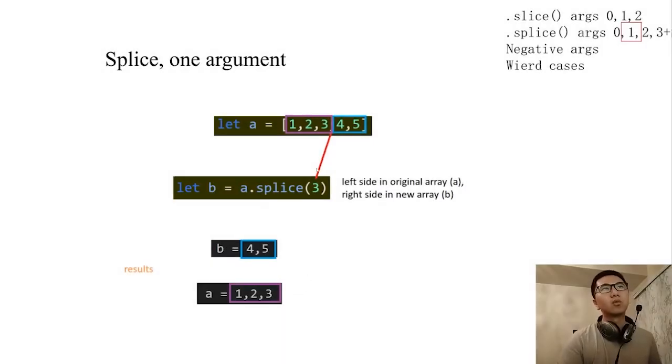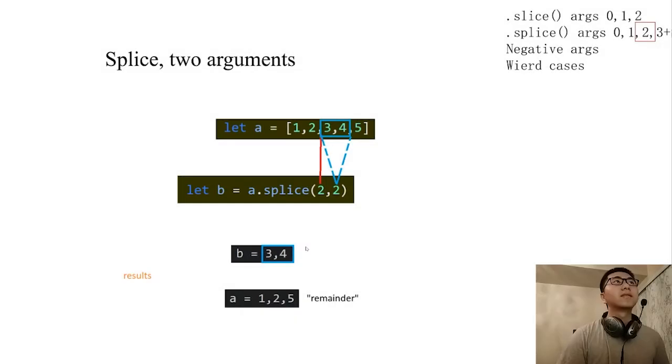Alright, so for the splice one argument case, see here we have 3 as the only argument in the splice method. What you have to know is that if we use our little mental trick again, we point to the third location, and whatever is to the right side gets returned as B, and what's on the left side remains in A. And this is an important point in the video because this is the main difference from slice, in that the original array, in this case A, mutates or changes with the application of the splice method.